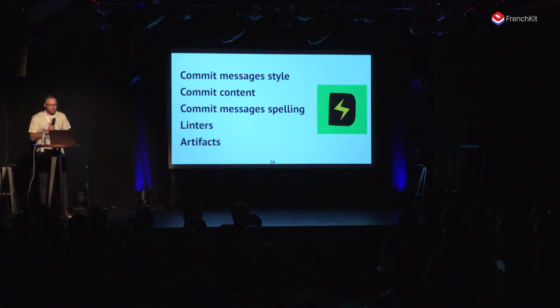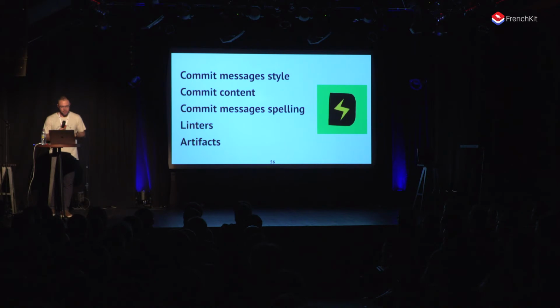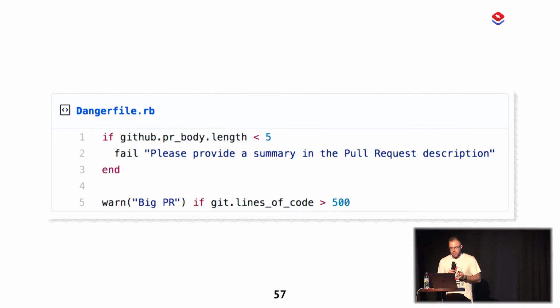Danger can help you to automate the following rules: commit messages style. For example, you can check if the commit message title includes the task identifier. Commit content conventions. You may check for the number of lines or number of files in a commit. Attaching different linters for iOS, Android, or web projects. And extracting information from build artifacts. For example, the count of unit tests, unit test coverage, Xcode warnings, and so on. All of these rules are stated in a special Danger file. You can write your own exotic rules and actions too.